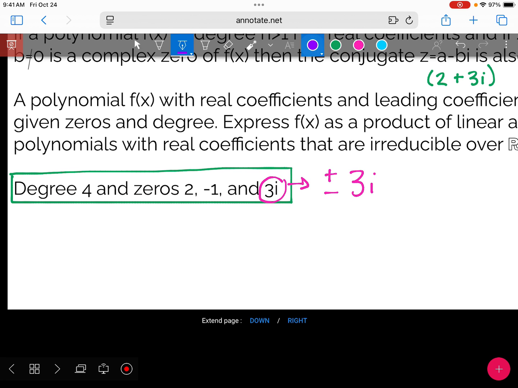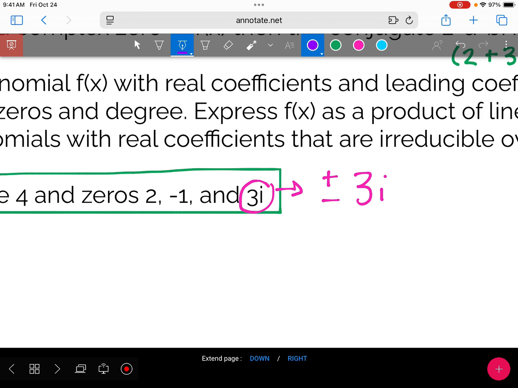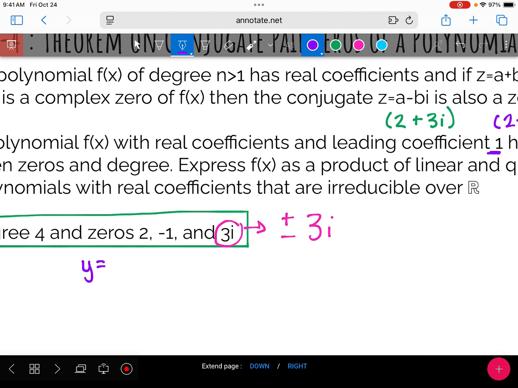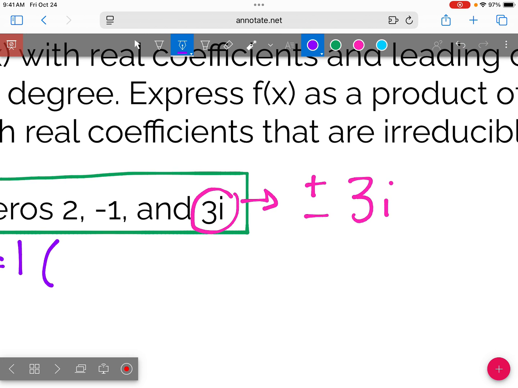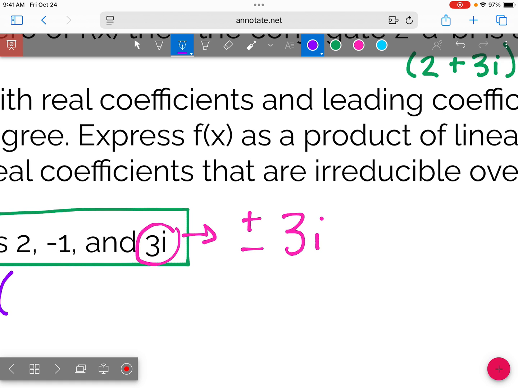So writing it in factored form, we build it exactly the same way. We're going to have a leading coefficient. They told us up here that our leading coefficient is 1, so we don't have to put an a. I started to, but I forgot. Our leading coefficient is 1. So we're going to have x minus r for all of our roots.